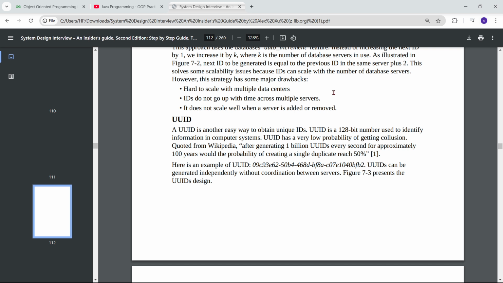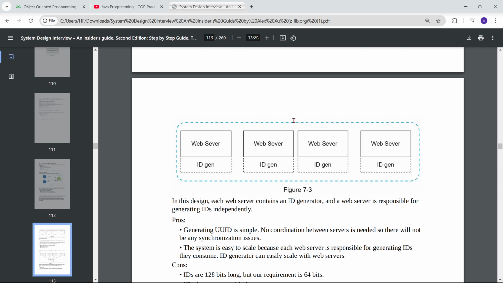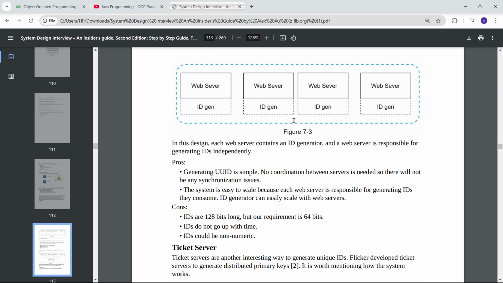UUID. A UUID is another easy way to obtain unique IDs. A UUID is a 128-bit number used to identify information in computer systems. UUID has a very low probability of collision. Quoting Wikipedia, after generating 1 billion UUIDs every second for approximately 100 years, the probability of creating a single duplicate would reach 50%. Here is an example. UUIDs can be generated independently without coordination between servers. In figure 7.3, we have a web server that can generate a unique UUID.